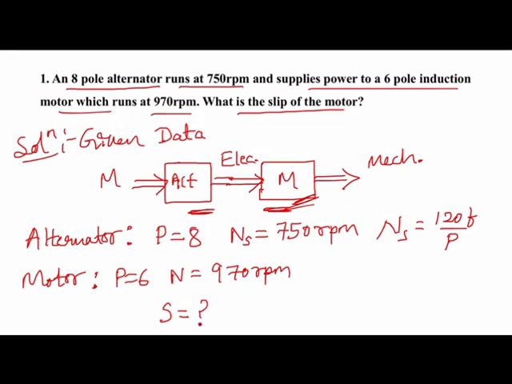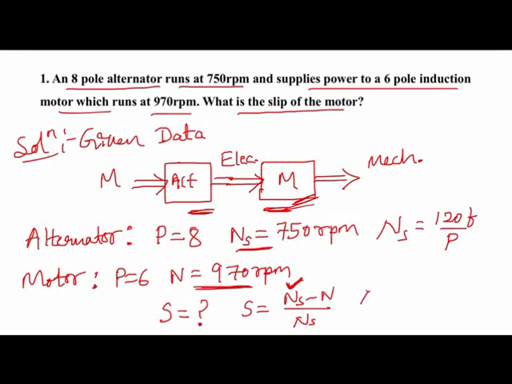It is the difference between the synchronous speed and the rotor speed with respect to the synchronous speed. The formula for slip is S is equal to Ns minus N divided by Ns. If you want this in terms of percentage, we need to multiply it by 100. So to calculate this Ns, for motor N is given already. We need Ns for the motor, but they have given Ns for the alternator or generator.